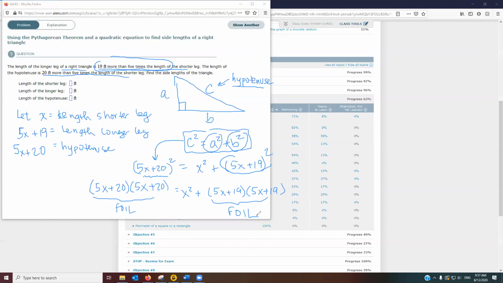Once you do these FOIL multiplications, you're going to end up with a little bit of a messy equation, but step one is going to be you're going to get the equation set equal to 0. Then you're going to factor the one side of the equation. Then you're going to set each factor separately equal to 0.